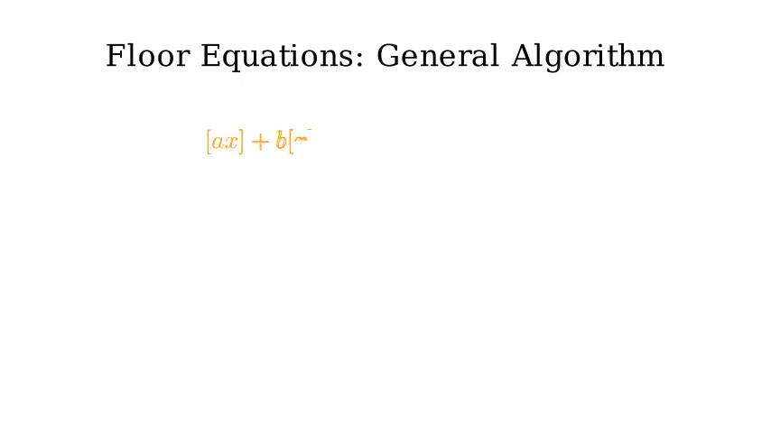In this lesson, we will solve a special case floor equation of the form [ax] + b[x] + c = 0. We will follow a clear 4-step algorithm. First, let's show the example label and the problem statement.